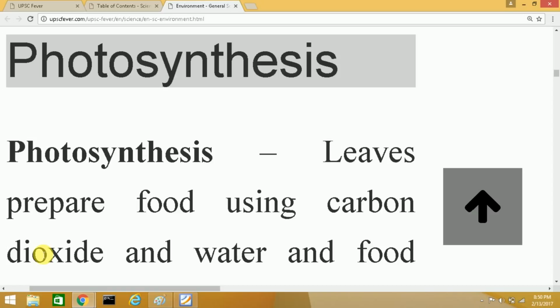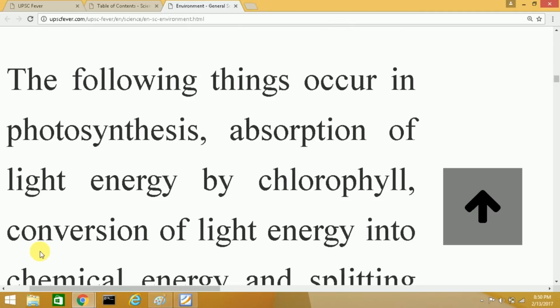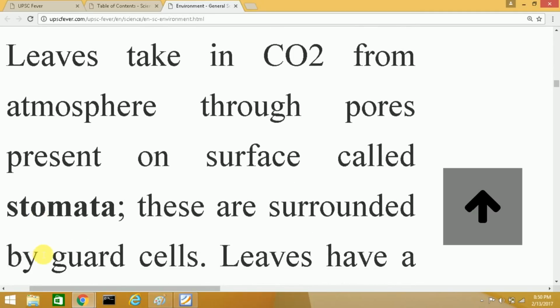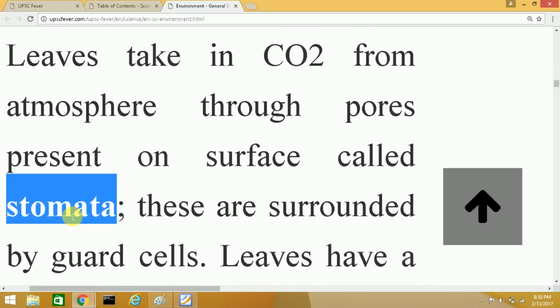Leaves take in carbon dioxide from the atmosphere through the pores that are present on their surface, and these pores are known as stomata. You can note that down. Each stomata is surrounded on both the sides by guard cells, and these guard cells are responsible for opening as well as closing of the stomata. Leaves also have a green pigment known as chlorophyll, like I already said, and roots can also take in air from the soil. So both water, air, and ground contribute to photosynthesis.